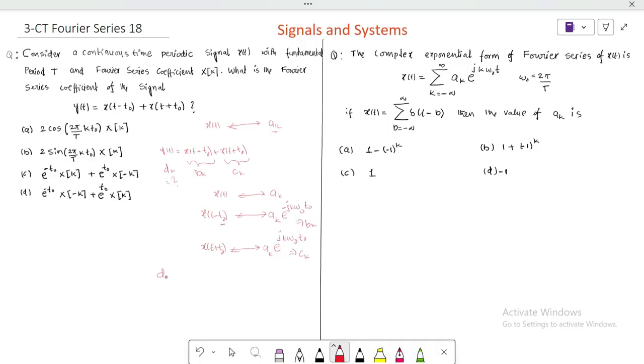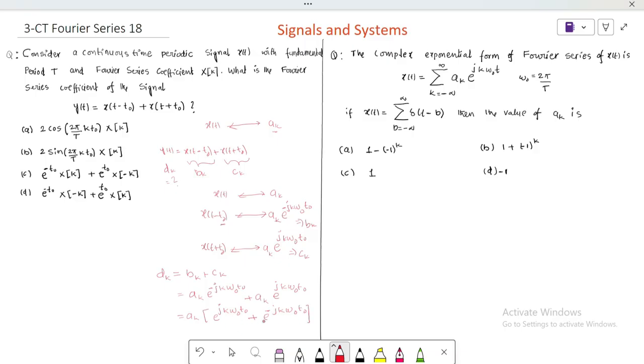So the final resultant Fourier series coefficient dk equals bk plus ck. So that equals ak into e power minus jk omega naught into t naught plus ak into e power jk omega naught into t naught. So ak is common. Here I am writing this: e power jk omega naught t naught plus e power minus jk omega naught into t naught.